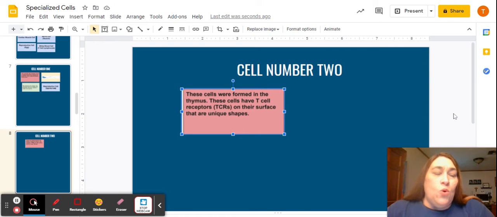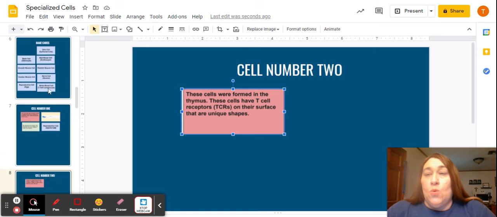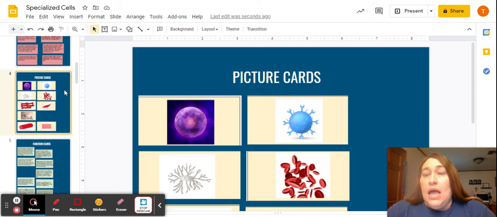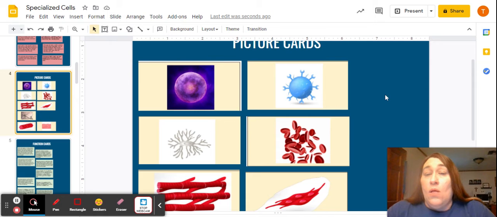These cells were formed in the thymus. They have T cell receptors on their surface that are unique shapes. So I'm going to go to the picture cards, and I'm going to look for a cell that has unique shapes on its surface. This cell doesn't have any shapes on its surface. This cell doesn't. This cell does, but I don't know if they're really unique. They look like branches, but is that unique?